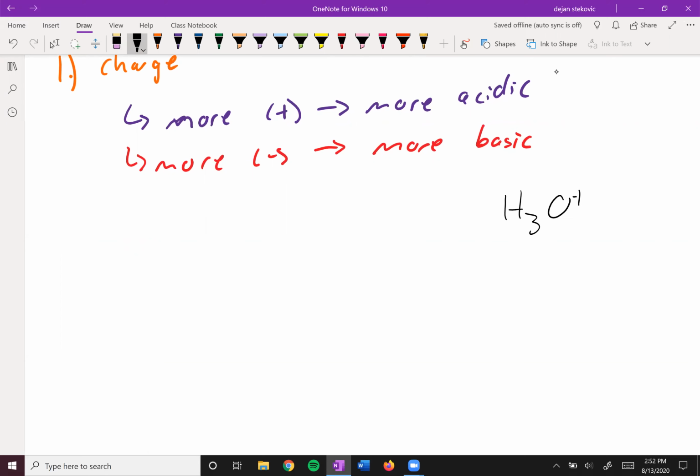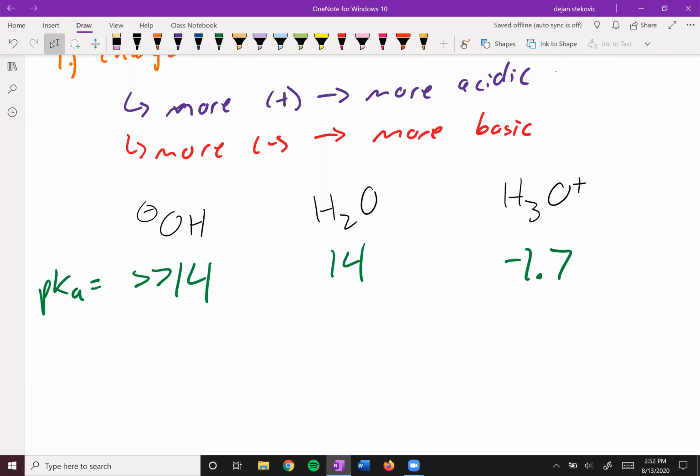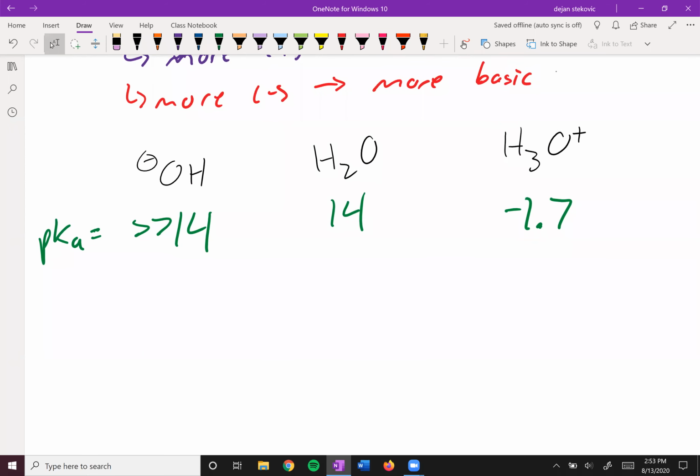So let's take a look at some trends here. We have H3O+, H2O, and then hydroxide. H3O+, its pKa is going to be -1.7. Water is going to be 14. And so you can see the positively charged one is more acidic than the neutral one, right? And this continues on. The pKa of hydroxide is going to be something pretty ridiculous. It's way bigger than 14, because if you think about removing this H, then you'd have O2-. It's very difficult to have a charge of greater than plus or minus 1, right? So it's pretty much always +1, 0, or -1.